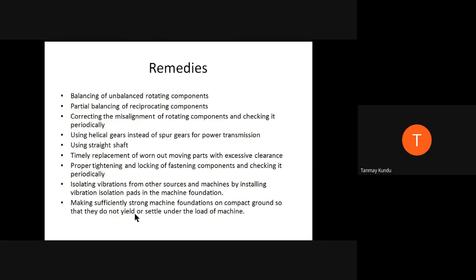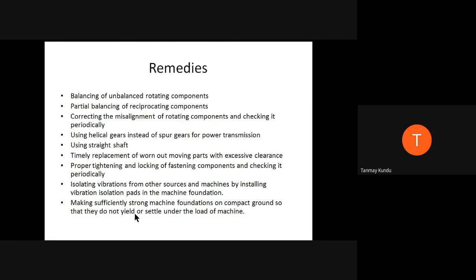So that is why we isolate vibrations from other sources and machines by installing a vibration isolation pad. Between two consecutive machines you have to install the vibration isolation pad. So what will happen? There is a term called vibration damper or vibration isolator. Its main function is to isolate the vibratory wave from the originator, from the source and towards the sink.